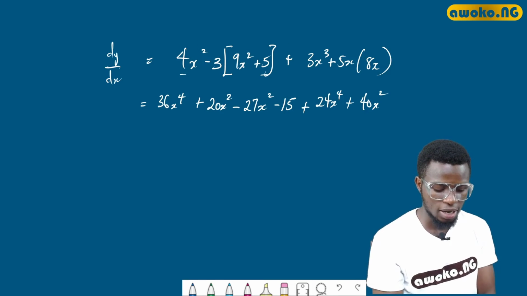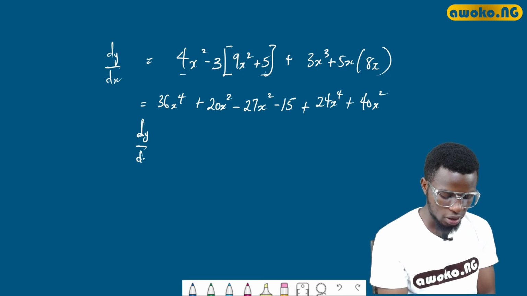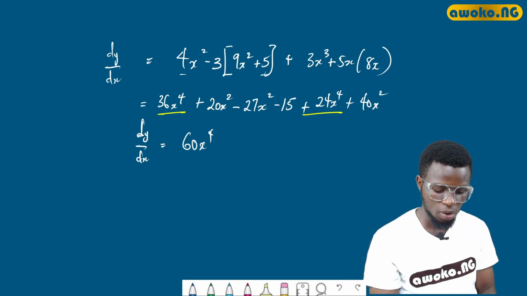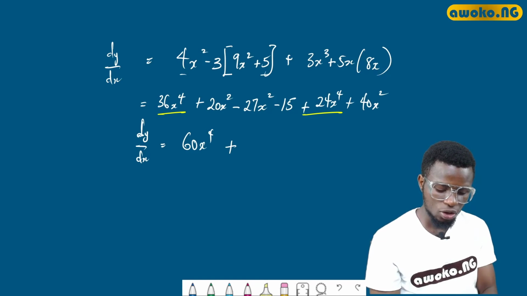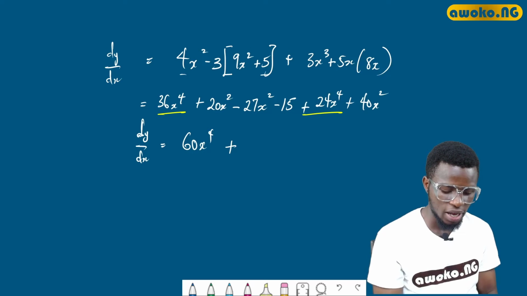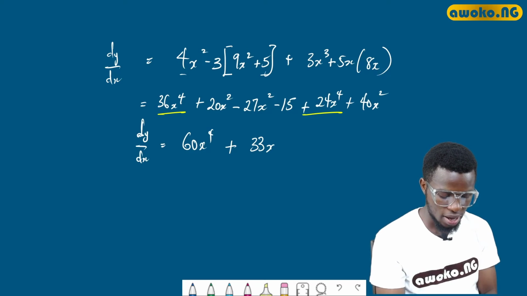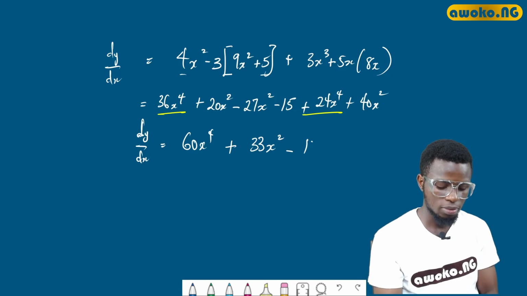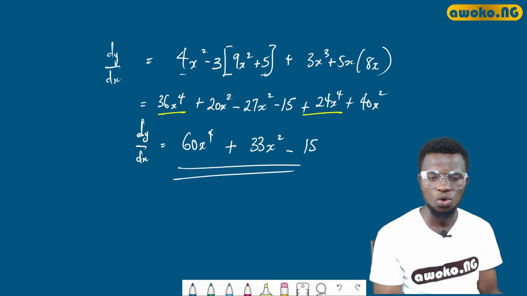So if we collect the like terms, we have dy/dx equal to 60x^4, because we add this plus this, we have 60x^4, then plus 20x^2 minus 27x^2 plus 40x^2 will give us plus 33x^2. Then we are left with the constant minus 15, and this is our final answer. Considering another question to illustrate the product rule.